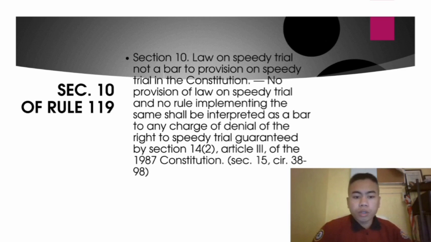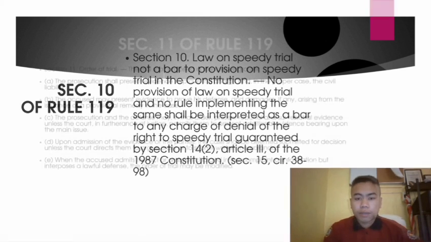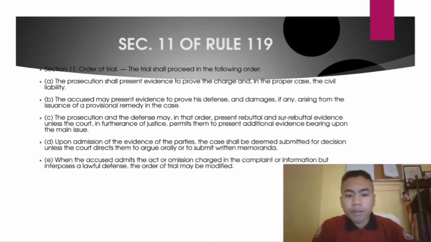So let us proceed to Section 11. Section 11, Order of trial. The trial shall proceed in the following order. Letter A: the prosecution shall present evidence to prove the charge and, in a proper case, the civil liability. Letter B: the accused may present evidence to prove his defense and damages, if any, arising from the issuance of a provisional remedy in the case.